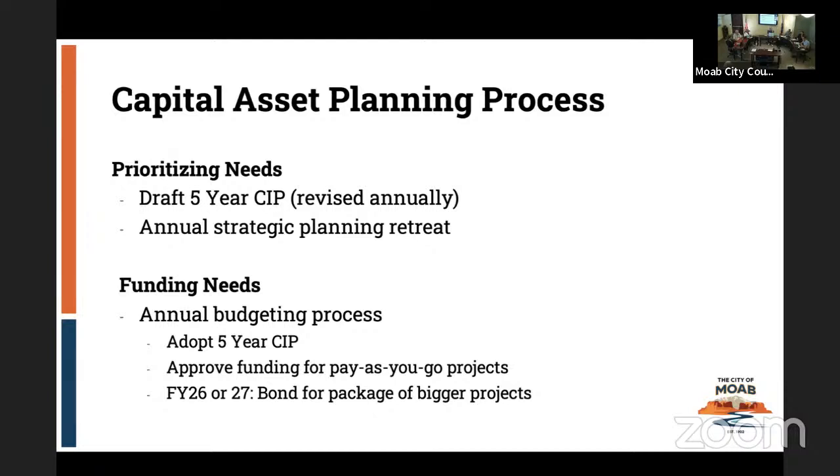And so you'll adopt a 5-year CIP, approved for funding projects on a pay-as-you-go basis. Yeah, we're going to spend $500,000 on project X and $200,000 on project Y. And then as we get a little further into it, either next fiscal year or the next, we'll be ready to really prepare for that bonding for that package of larger projects that will take up the bulk of the funding that's coming from the property tax.